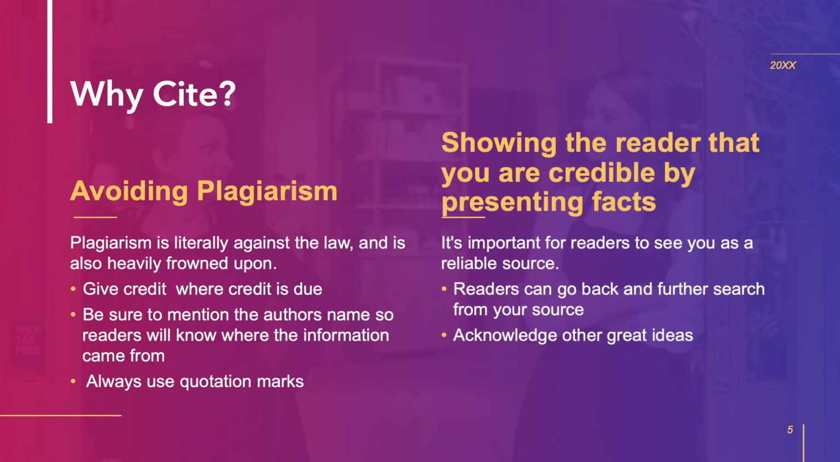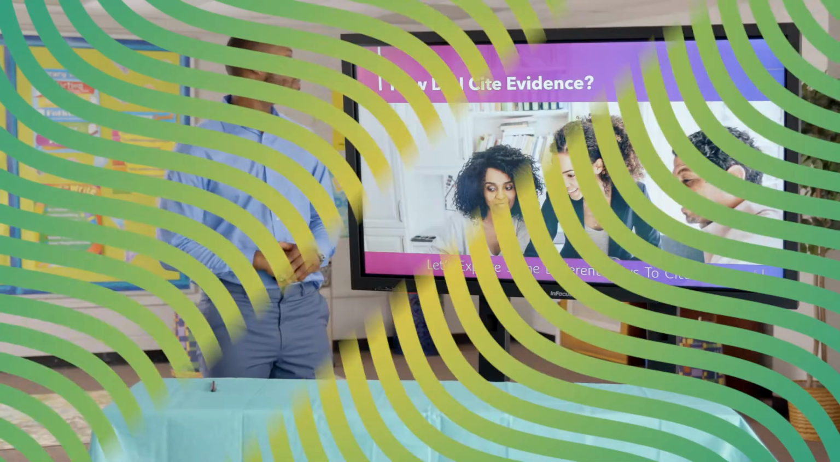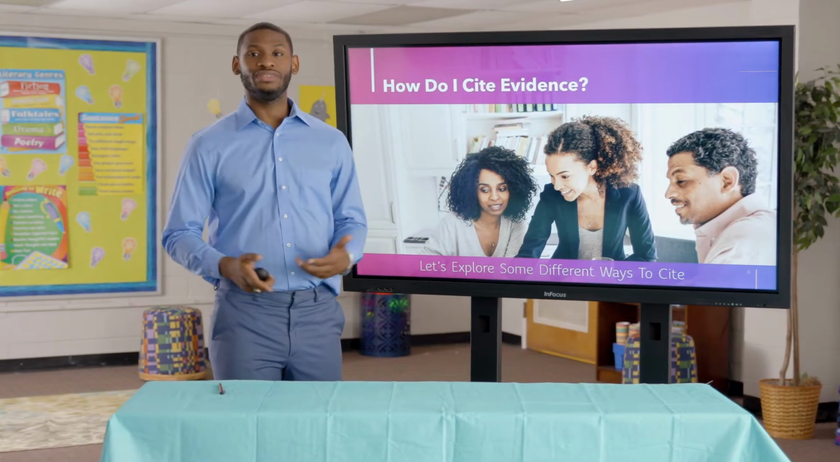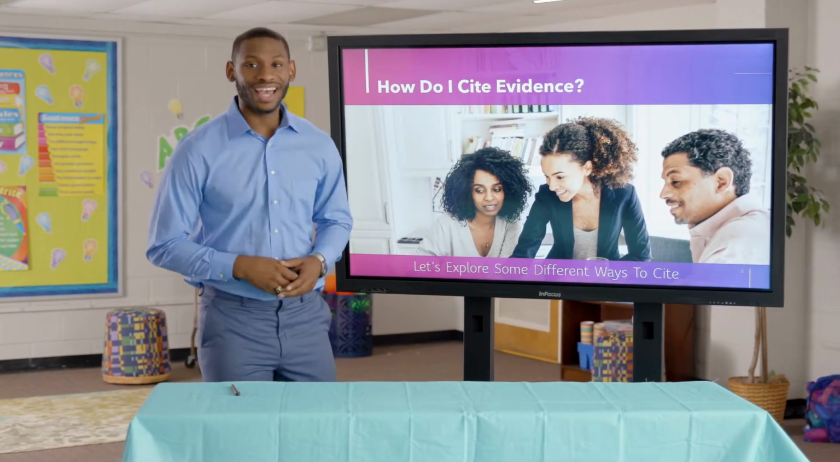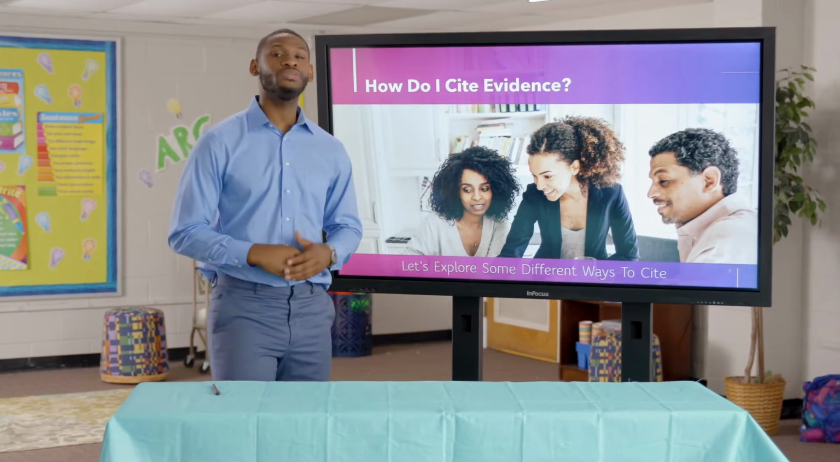Here's another reason why we cite. To show the reader that you're credible by presenting other facts. Readers can go back further and search from your source that you provided. And also, you're just acknowledging other great sources. So, another great question. How do I cite evidence? Or how do you cite evidence? Let's talk about it. Let's explore some different ways to do it.